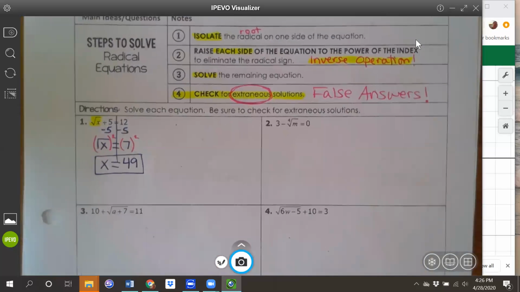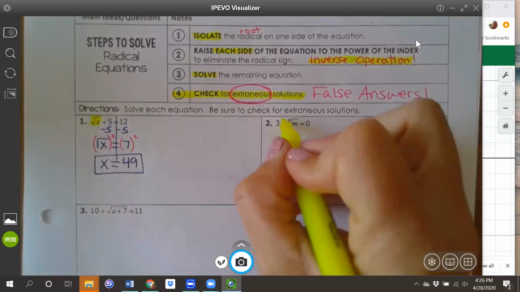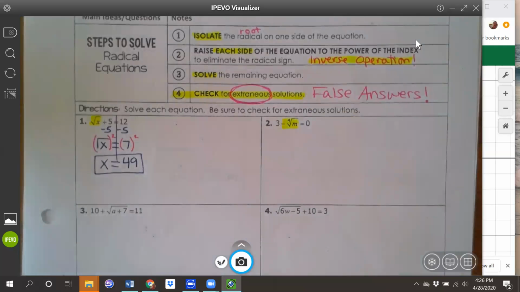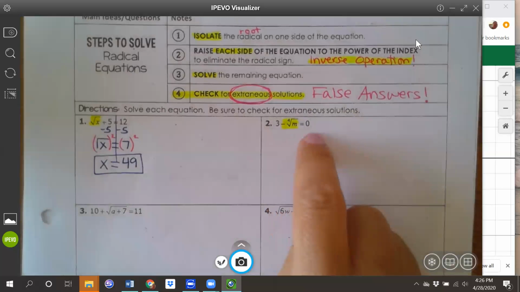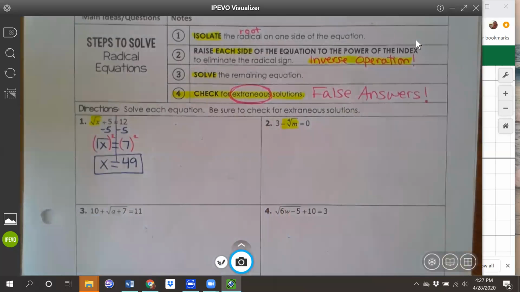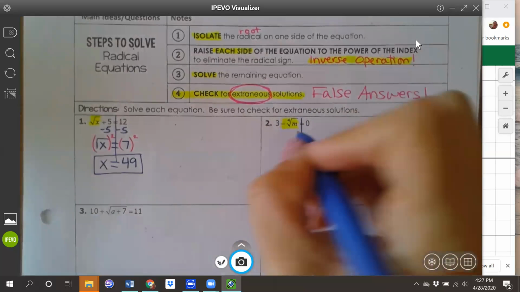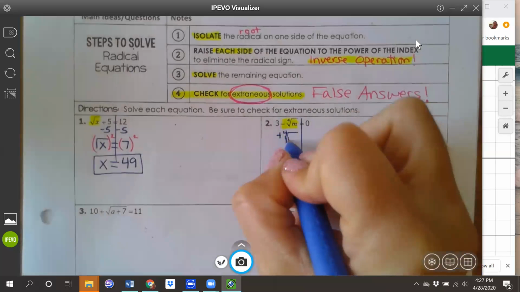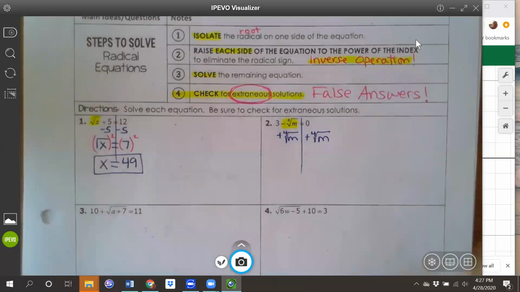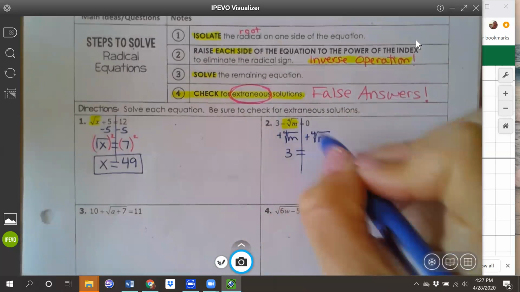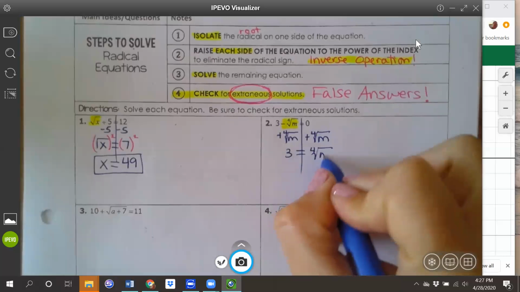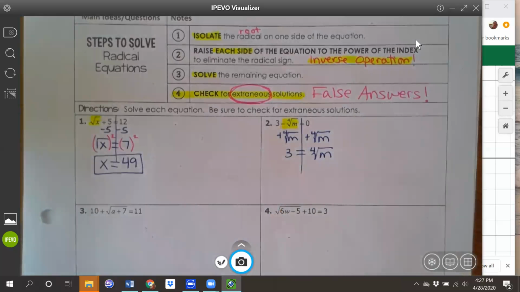All right, number 2. I need to get this by itself. Now, because I am subtracting it, if I add this thing over here, that is going to give me a positive fourth root of m, and positive numbers are always better to work with. So that is my plan of action. I am going to add the fourth root of m on both sides. So that's going to leave me with a 3 equal to 0 plus the fourth root of m is the fourth root of m. Okie doke.